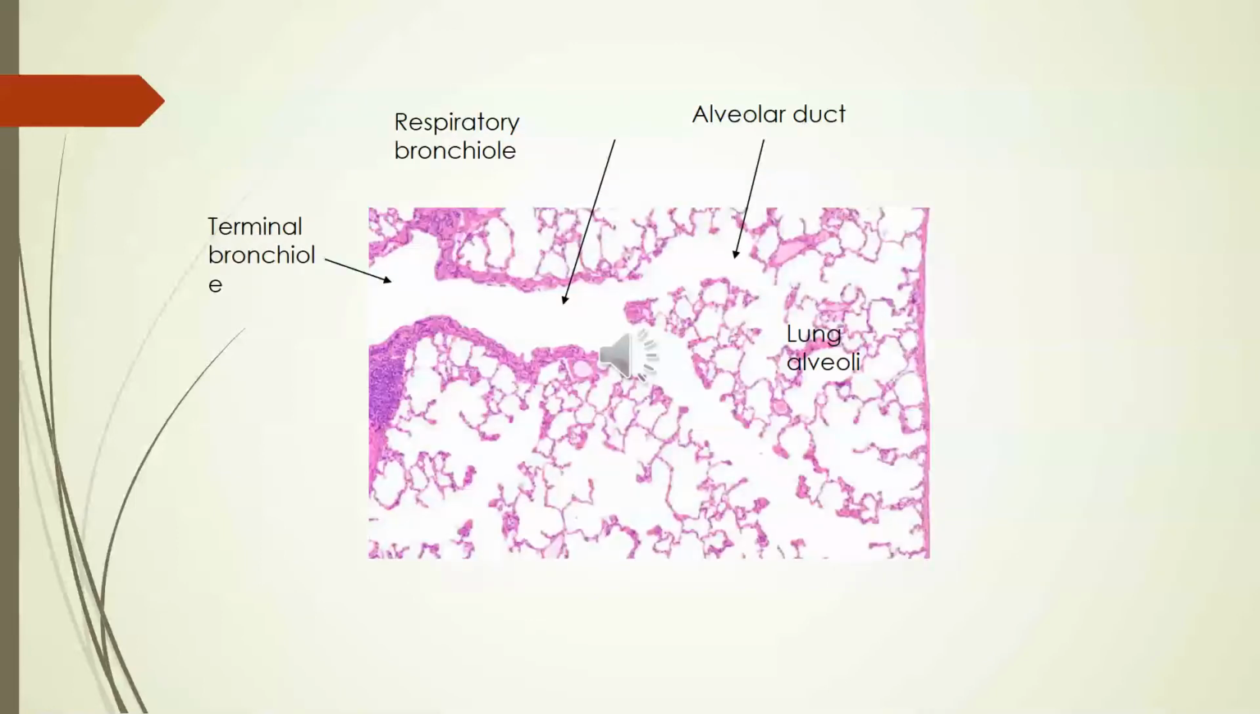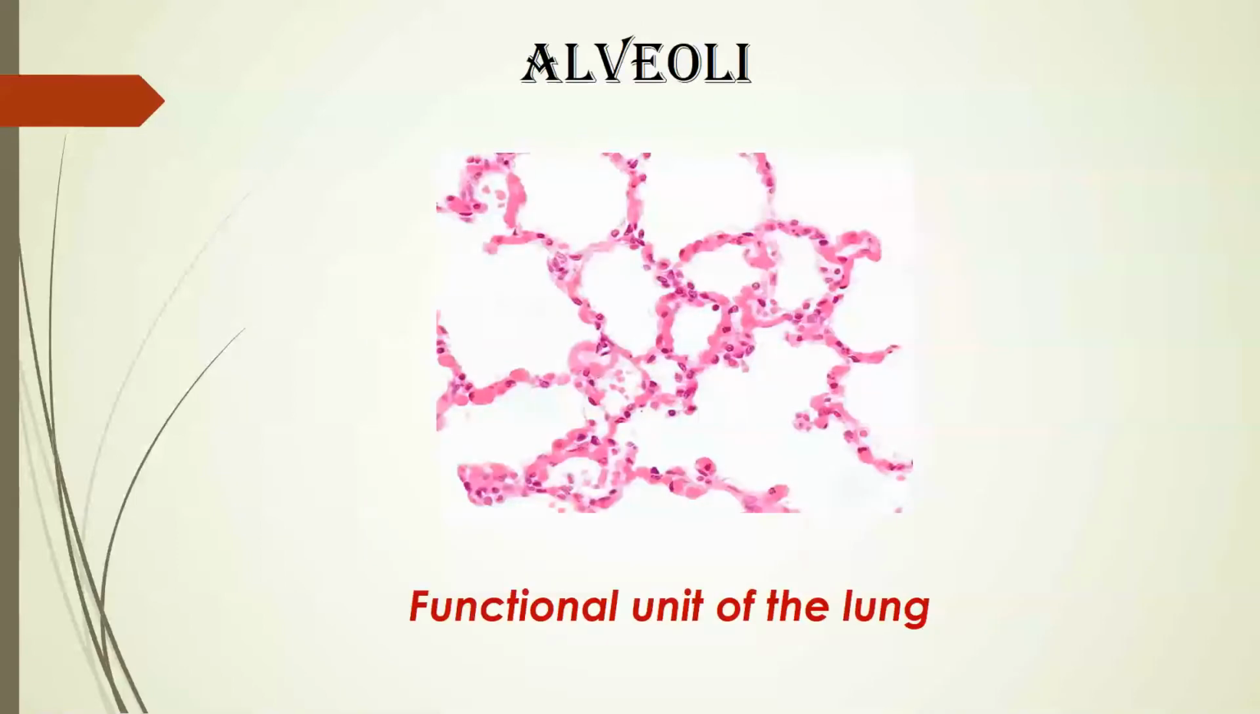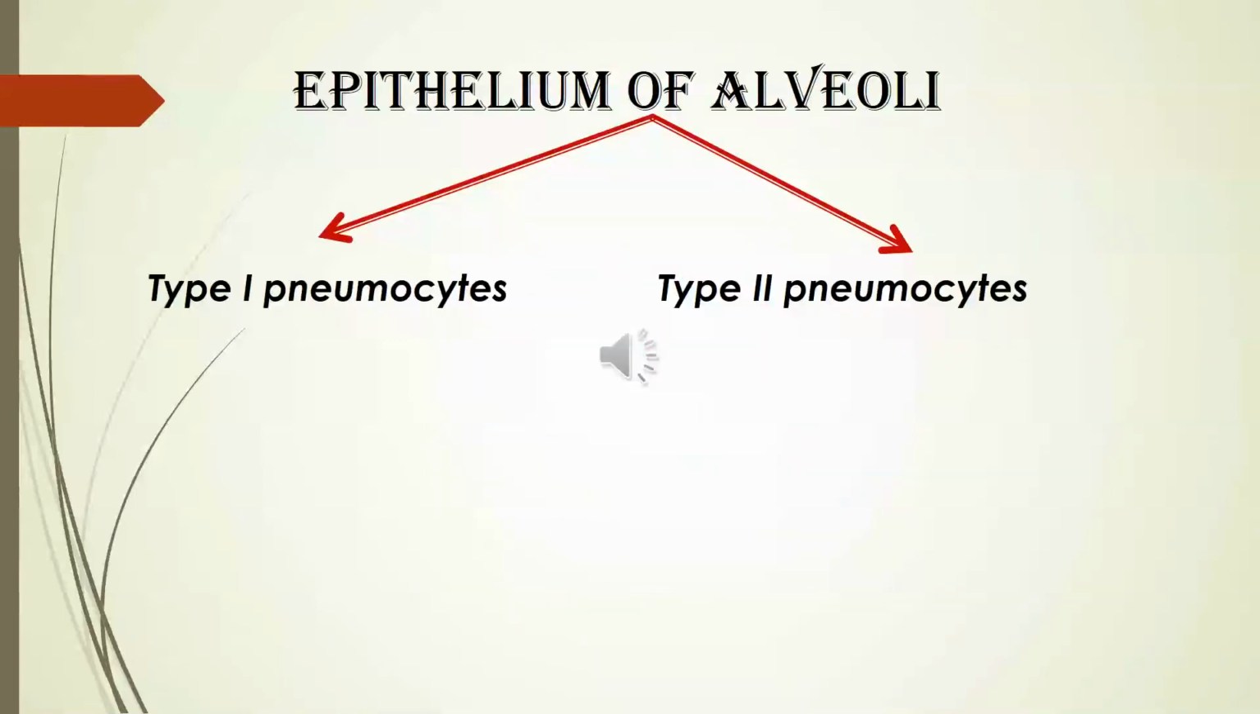Here is a slide from the lung stained with H and E, hematoxylin and eosin, and we can see here the terminal bronchiole giving rise to the respiratory bronchiole, and from the respiratory bronchiole we can find more than one alveolar duct, and finally alveolar sac and alveoli. As we mentioned, in the alveoli we have alveolar epithelium. The alveolar epithelium is of two different types, type 1 pneumocyte and type 2 pneumocyte.